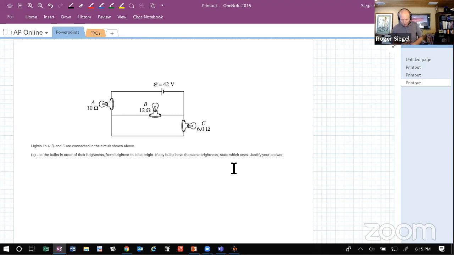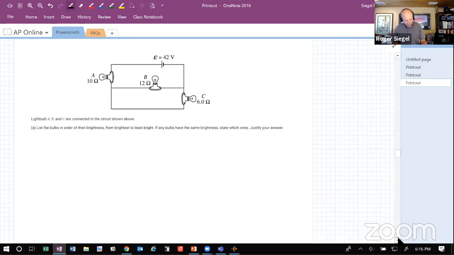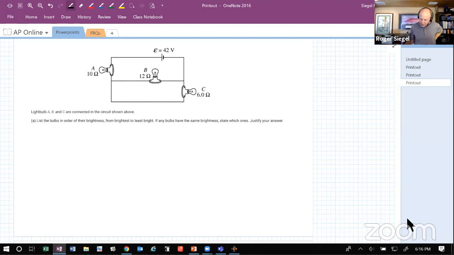All right, so the first thing, of course, we always want to read the problem. It says light bulb A, B, and C are connected in the circuit shown above. List the bulbs in order of brightness from brightest to least bright. If any bulbs have the same brightness, state which ones. Justify your answer. All right, good. So let's really analyze this. Let's take a look at it.